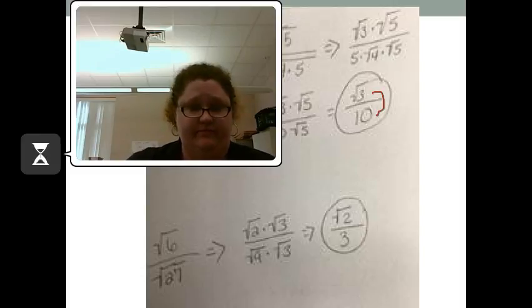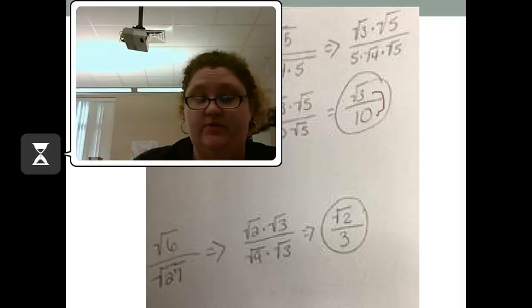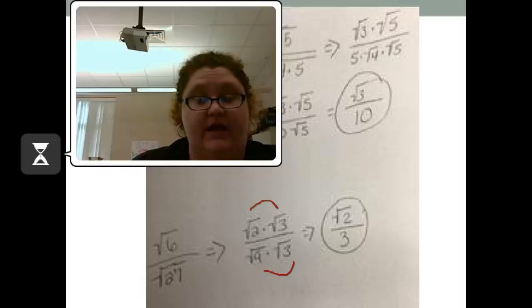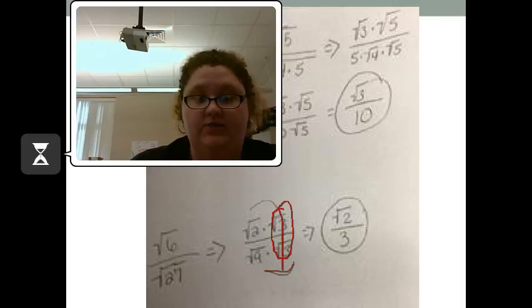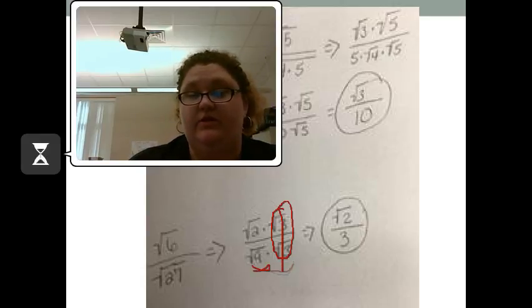Down here in the bottom, so I have the square root of 6 over the square root of 27. Again, I broke that up into factors. I have the square root of 2 times the square root of 3 over the square root of 9 times the square root of 3. Now, again, you've got your square root of 3 and your square root of 3, which you can cancel out. That gives you 1. And also in your denominator, you have the square root of 9, which gives you 3. So you're left with the square root of 2 over 3.